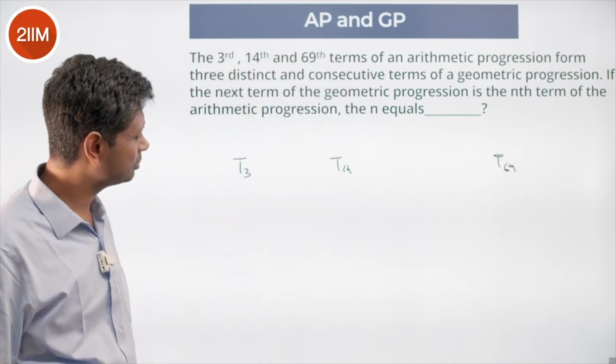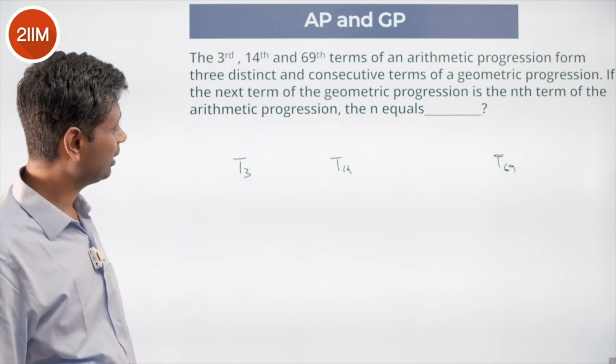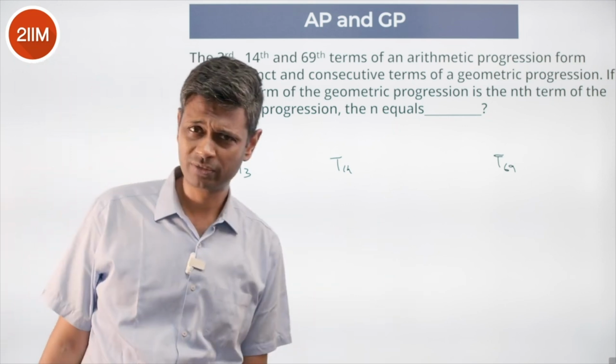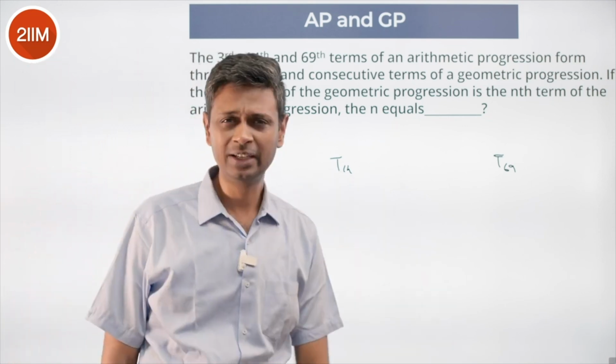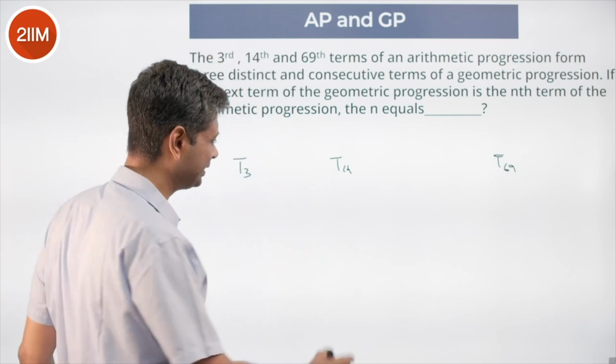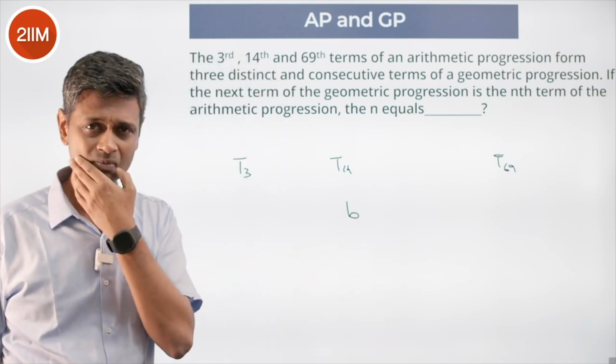I have to figure out the next term of this geometric progression and then bring it back to the arithmetic progression. I know this is a plus 2d, a plus 13d, a plus 68d. I'm not going to do that. I'm going to define this as b. Geometric progressions get defined very well with the middle term.